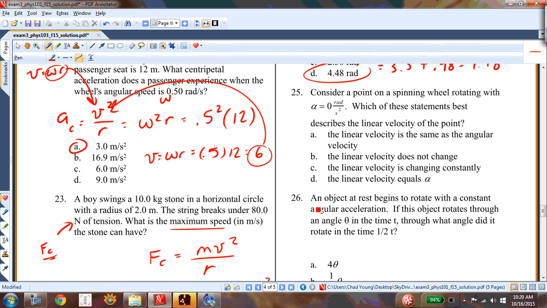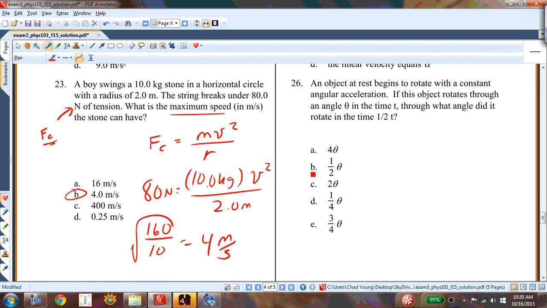Consider a point on a spinning wheel rotating with angular acceleration equal to 0. Which of these statements best describes the linear velocity of the point? Well, if the angular acceleration is 0, that means that omega is constant. It's not changing. So the angular velocity is not changing, but this isn't asking about the angular velocity, it's asking about the linear velocity. Now, the magnitude of the linear velocity is constant. However, the direction of the linear velocity is constantly changing, so C is the right answer.